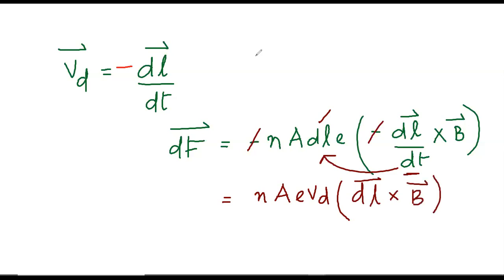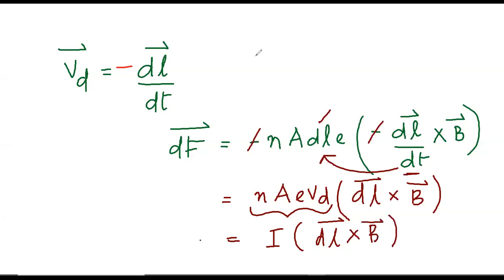Beautiful. Now what is this? nAeVd. Remember from what we did in our current electricity lesson for a relationship between current and drift velocity. Hope you remembered it. That's nothing but the current that is flowing through the conductor. So I have this to be equal to I times dl cross B. Right, children? This is the force due to the small element dl.